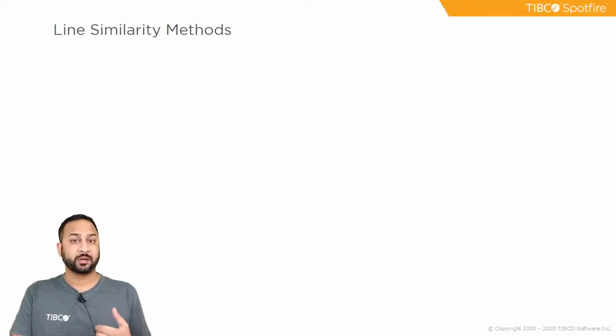Line similarity is exactly how it sounds. You take a line in a visualization and you find all other lines that are similar to that line. Now this is useful both in a time series analysis and a multivariate analysis. Now there's two methods for line similarity in Spotfire.